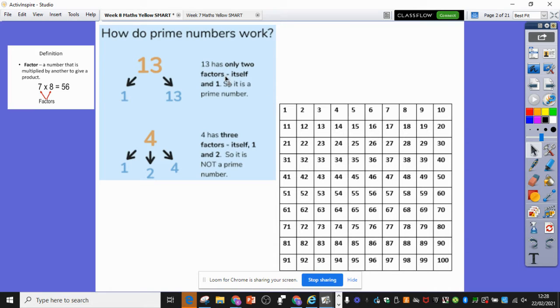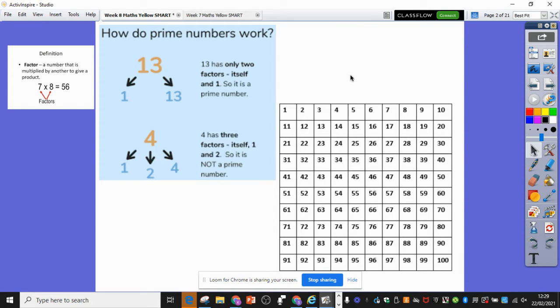So going back to prime numbers, because that's what we're focusing on today. 13 has only got two factors, 1 and itself, so it's a prime number. 4, however, has got three factors. It's got itself, it's got 1, and it's got 2. So we know that it's got more than two factors. Therefore, it clearly isn't a prime number.